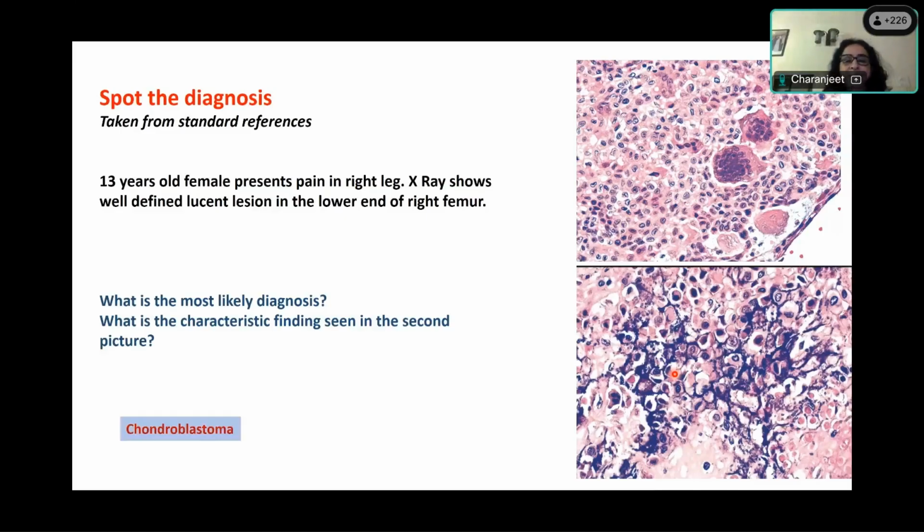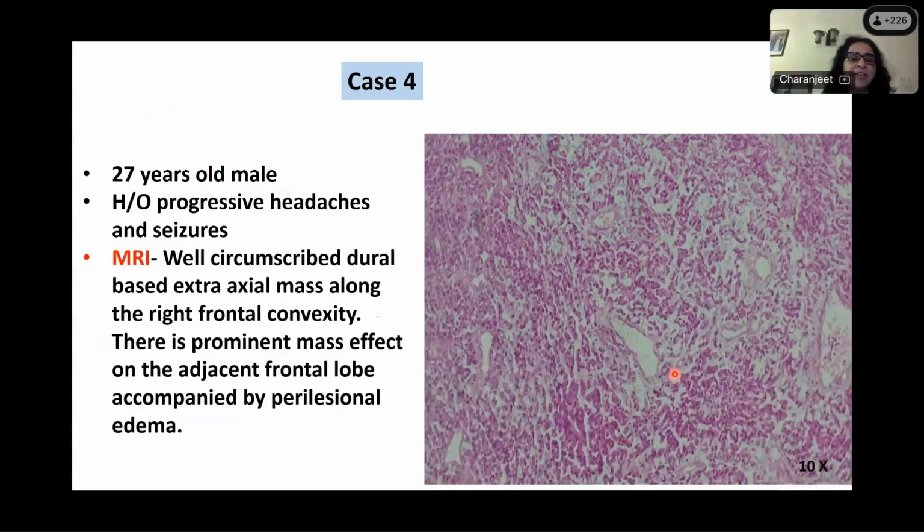Okay. So coming to the next case. A 27-year-old male, progressive headache and seizure. Very important: an extraaxial mass, a dural-based extraaxial mass is there. And there is a mass effect on the adjacent frontal lobe accompanied by perilesional edema. Okay. Now, Dr. Ekta, can you describe these slides?